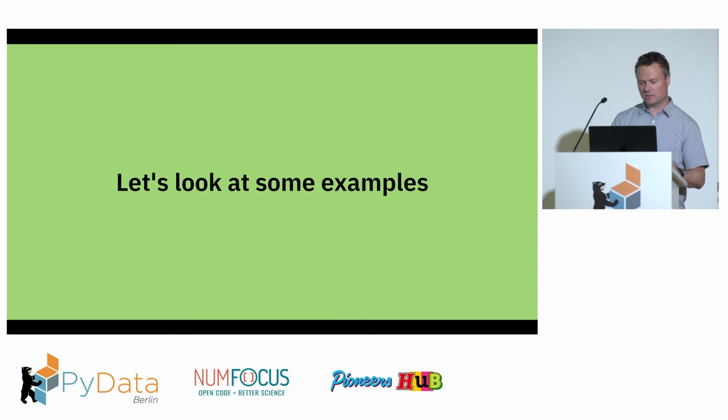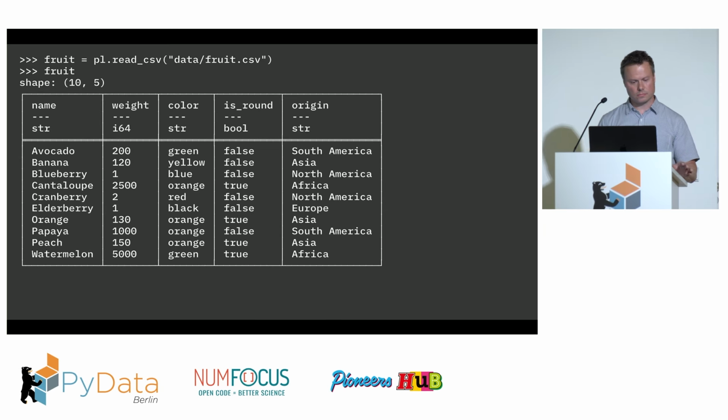Okay, some examples. Let's start with a simple data frame containing 10 fruits: five different columns with different data types. And now let's apply five common transformations to this data using expressions.